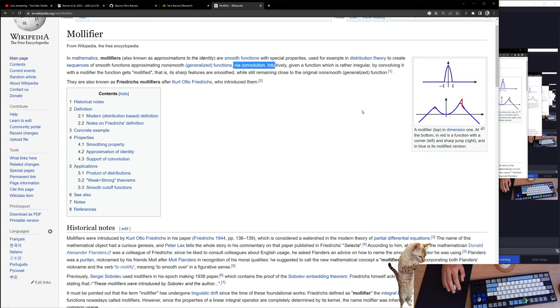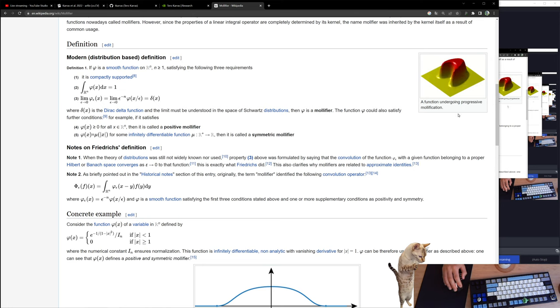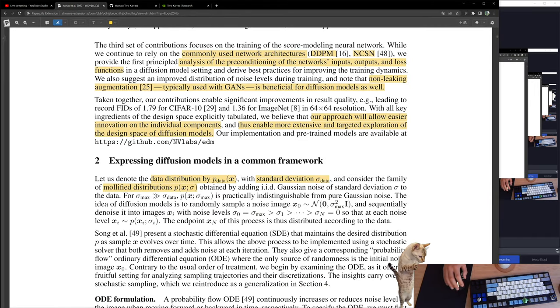So convolution, right, is basically taking a pattern and then convolving it across something. Everybody knows about convolutions and convnets, where you take this kernel and you kind of stride it along an image. And here they're saying that a mollifier is kind of this one-dimensional thing, and you're convolving it across this axis on this red function, which has sharp peaks. And when you convolve it, of course, you're going to get a smooth function. So basically, it's a form of smoothing. So here's a function undergoing progressive mollification. Why might mollification be important? You don't have any sharp edges, right? A mollified distribution is, by my understanding, something that is smooth and continuous.